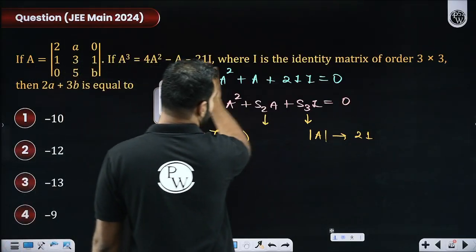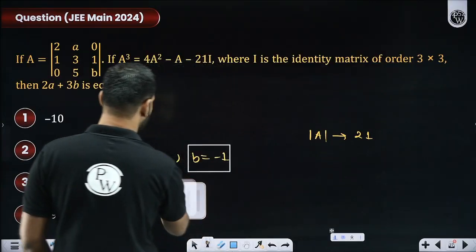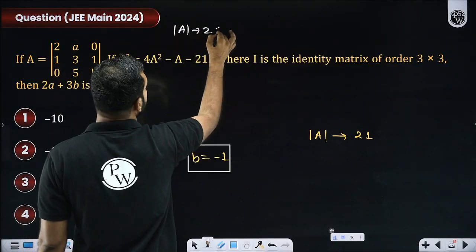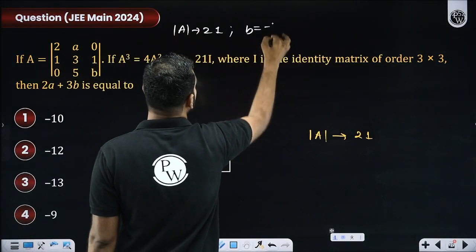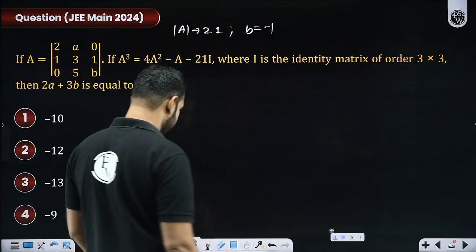I hope you're comfortably getting it. Determinant of A we know is 21. So I have two values: determinant of A is 21 and B we know is minus 1. So I think I'll simply expand it. Everyone realizing that? Everyone getting it?